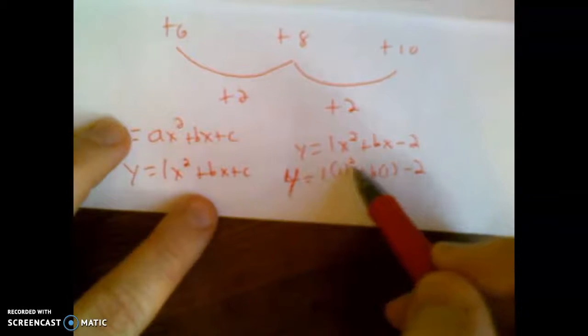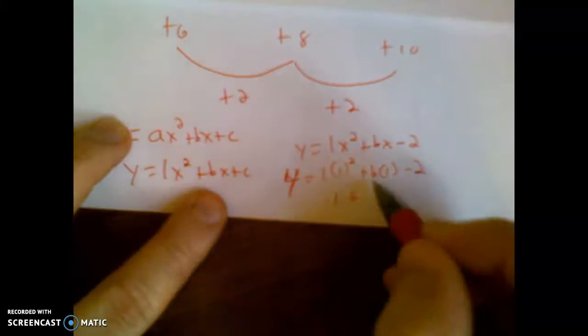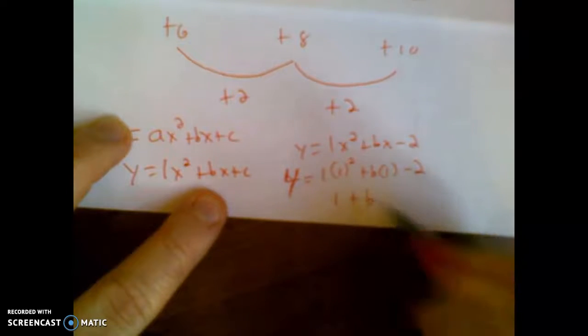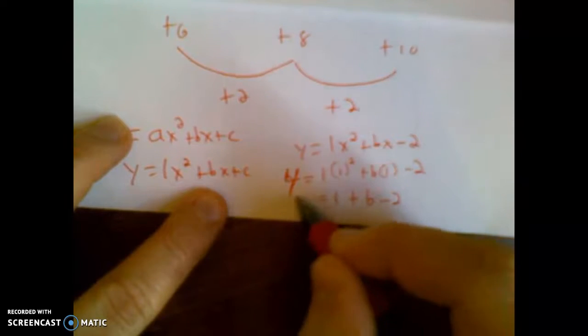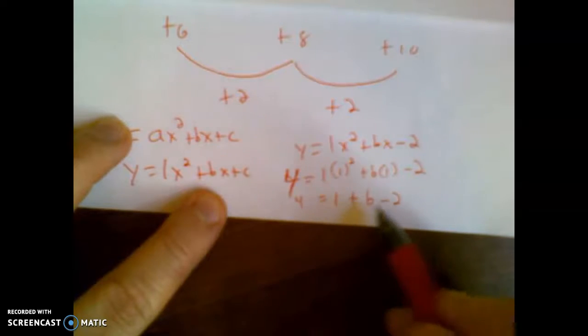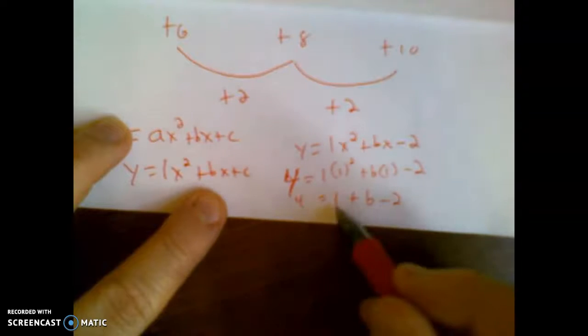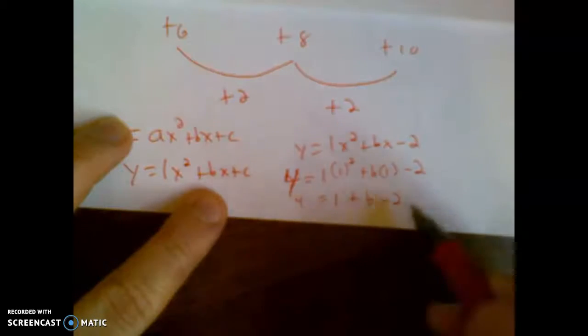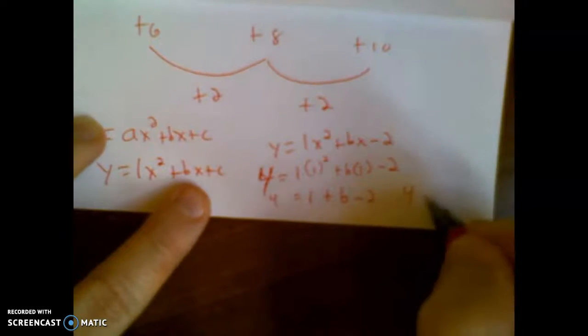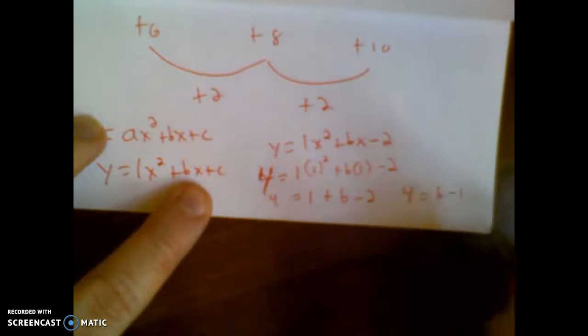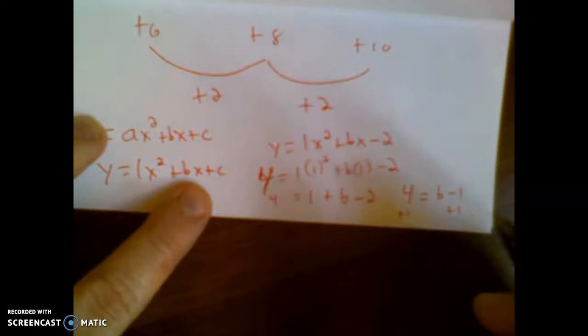1 squared is 1 times 1 is 1. B times 1 is, well, that's 1b minus 2, and it has to equal 4. 1 plus what minus 2 is 4. Let's combine like terms. 1 minus 2 is -1, so 4 equals b minus 1, and then add 1 to both sides, and b is going to be 5.